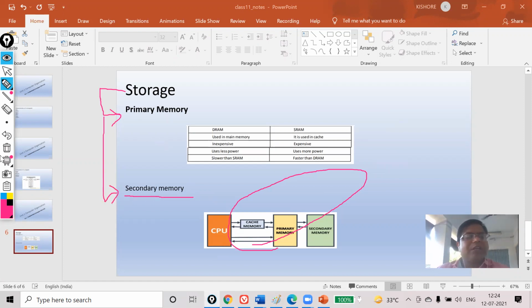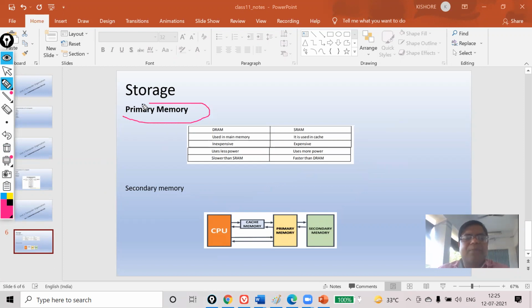First I will discuss what primary memory is. Data stored in primary memory is directly accessible by the CPU. This storage is relatively fast and expensive compared with secondary storage devices. The primary memory is directly connected to the CPU, which is why we call it the main memory.